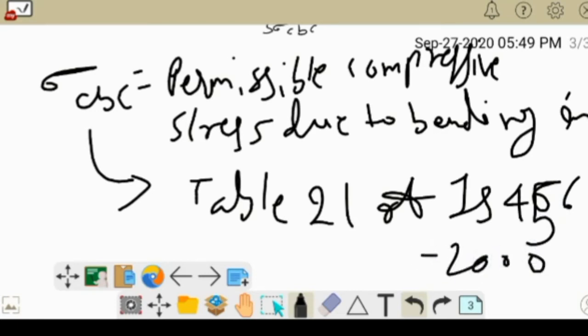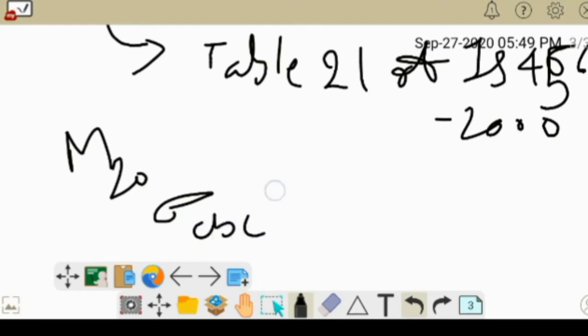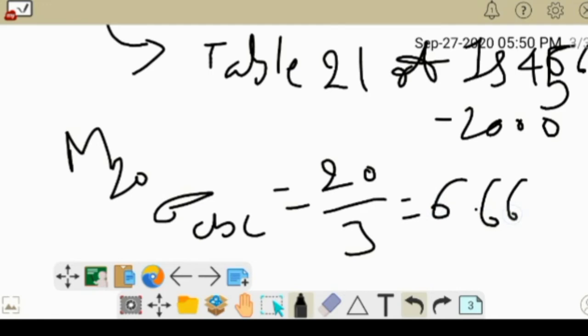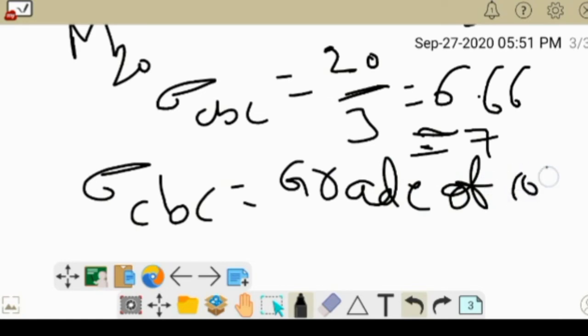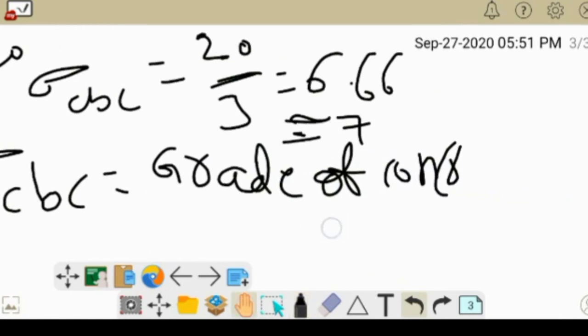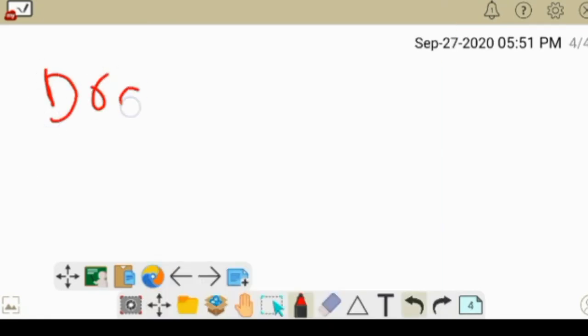Sigma cbc values can also be calculated manually. For example, for M20 grade concrete, we find sigma cbc equals 20 by 3, which is 6.6. It is roughly taken as 7 Newton per mm square also. That is, sigma cbc equals grade of concrete by 3. Remember this formula, or take the value of sigma cbc from the code book.